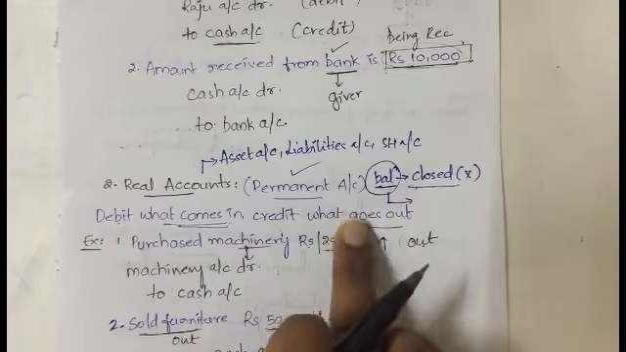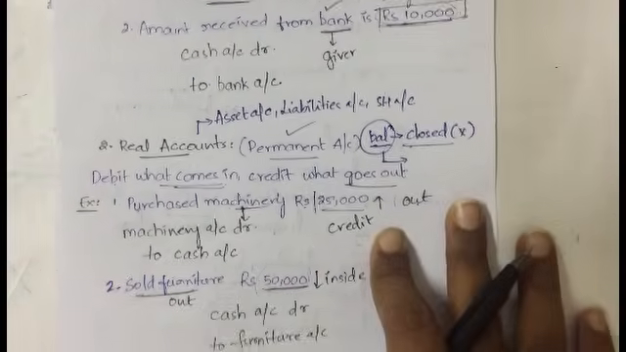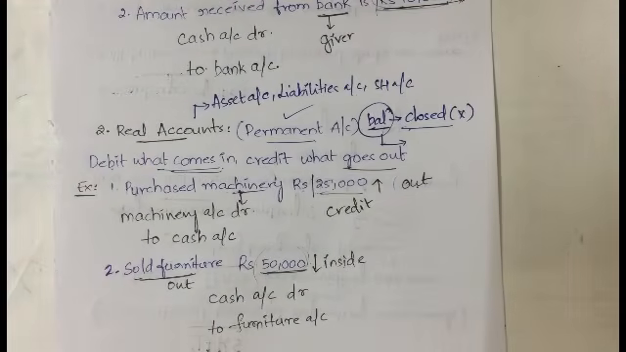Debit what comes in and credit what goes out. I hope this is also very clear for you. But still, if you're not able to understand, let me know in the comment section. I'll make a video one more time and I'll try to explain it with more clarity if possible.